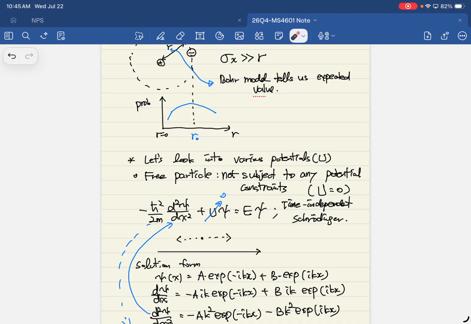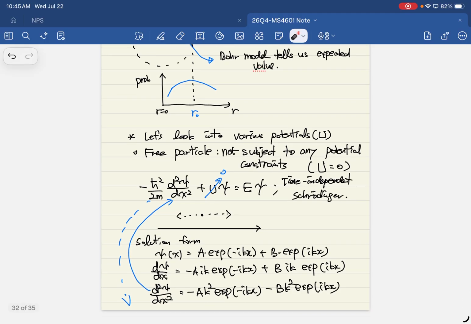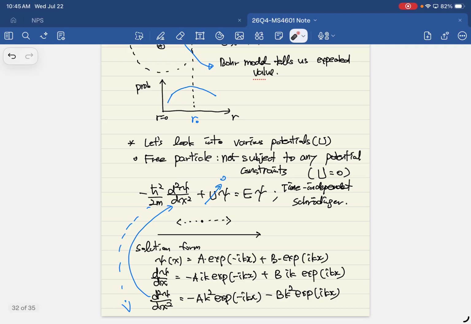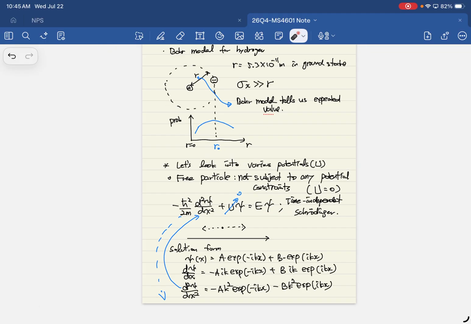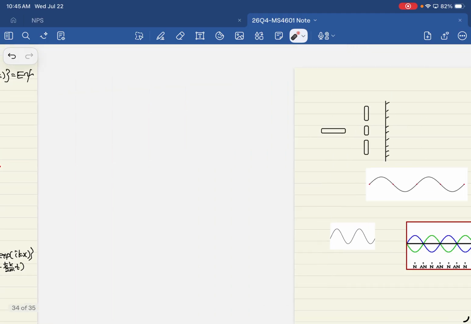But for other cases, we don't have 0 for potential energy. We can impose certain shapes of constraint, and then look into how the particle or wave behaves. That is what we are going to work on next.